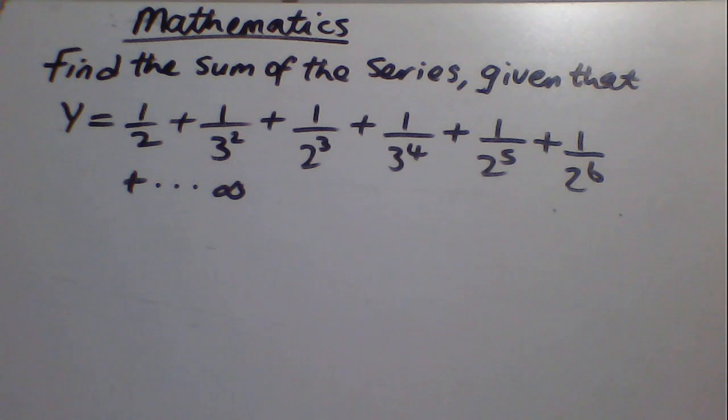You are required to find the sum of the series given that y is equal to 1 over 2 plus 1 over 3 squared plus 1 over 2 raised to power 3 plus 1 over 3 raised to power 4 plus 1 over 2 raised to power 5 plus 1 over 3 raised to power 6 until you get to positive infinity. You are required to find the sum.